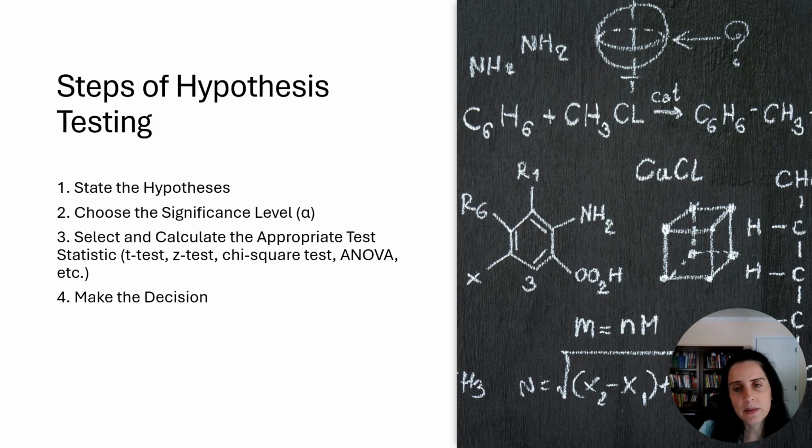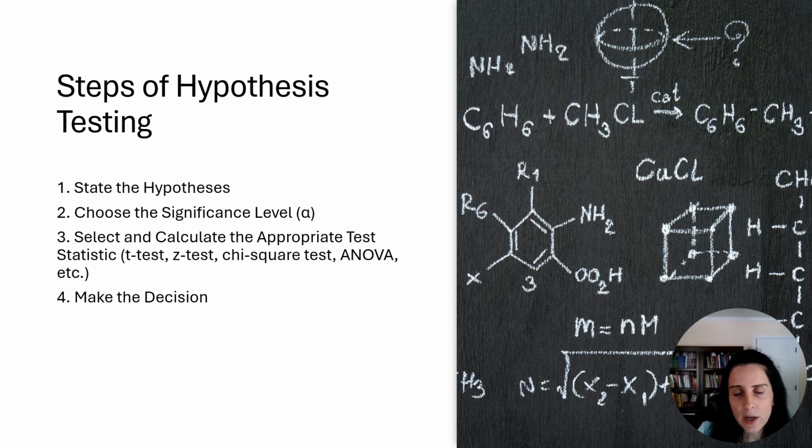Hypothesis testing is a systematic method used to make decisions about population parameters based on sample data. The first step in hypothesis testing is stating the null hypothesis and the alternative hypothesis, as we have just discussed, which are based on the research question. The second step is choosing a significance level, also referred to as alpha. The significance level is the probability of rejecting the null hypothesis when it is in fact true. This is called a type 1 error.